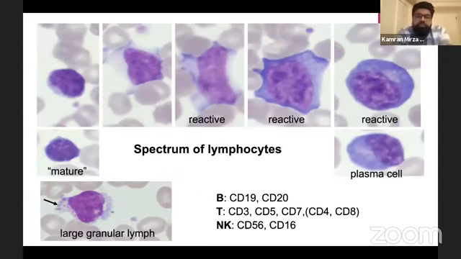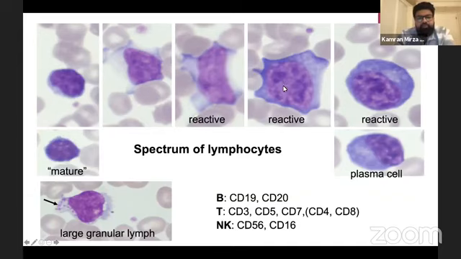I did want you to see the spectrum of lymphocytes that we can actually normally see. Here is the normal mature lymphocyte. So for those of you who've looked at peripheral blood smears, this is what you look for: a very thin rim of cytoplasm and a high N:C ratio.